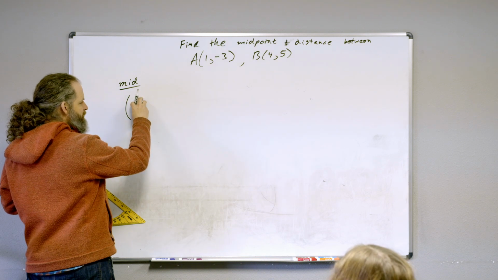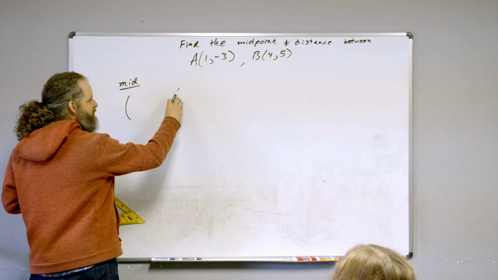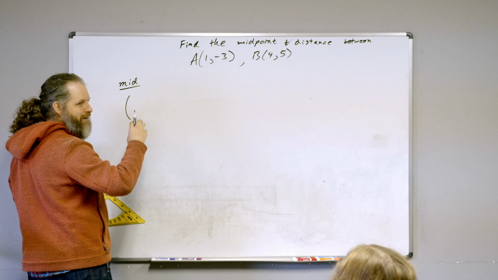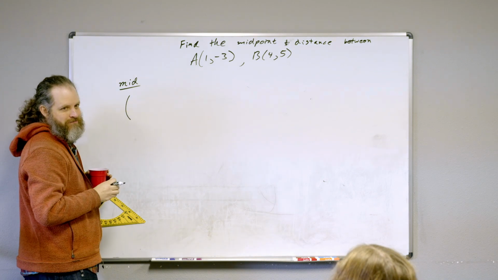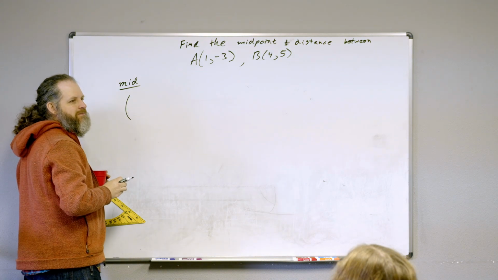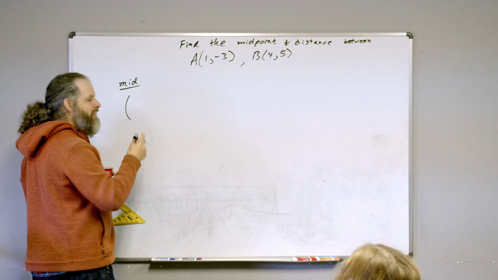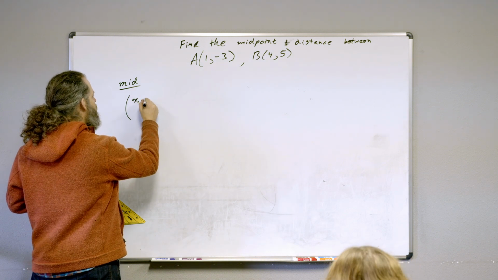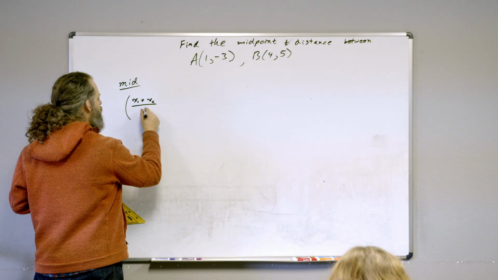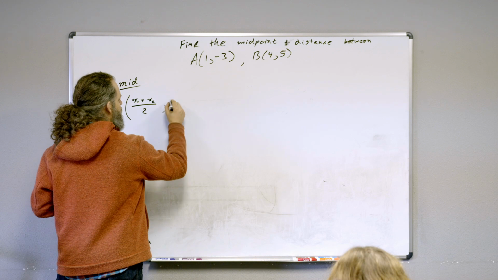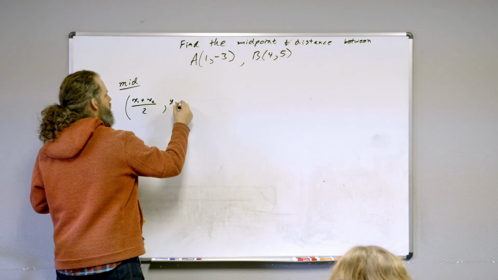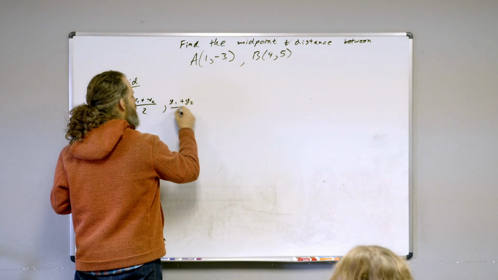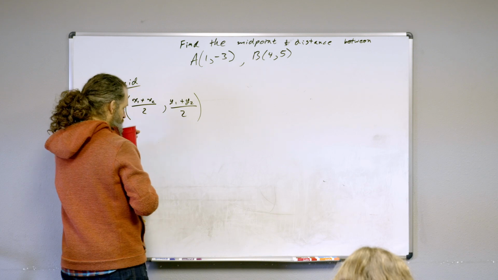So it's the average of the x's and the average of the y's. How do you find the average? Add them all up, divide by how many, right? So x1 plus x2 over 2 and y1 plus y2 over 2.